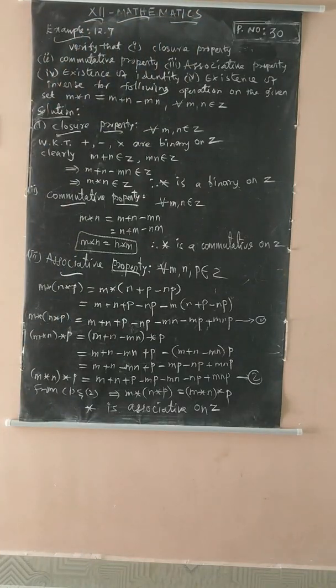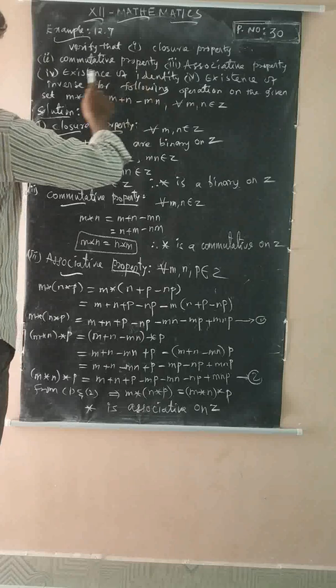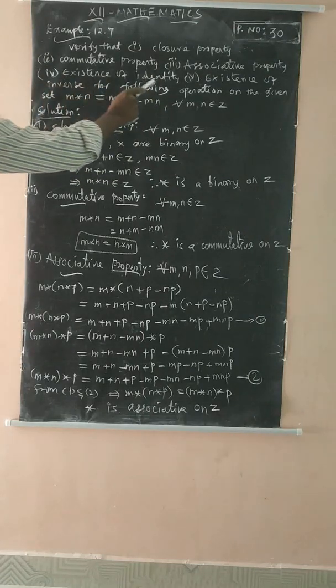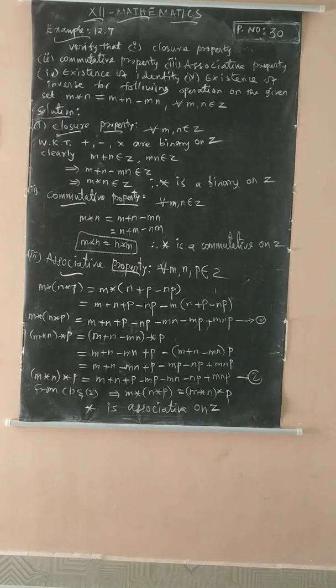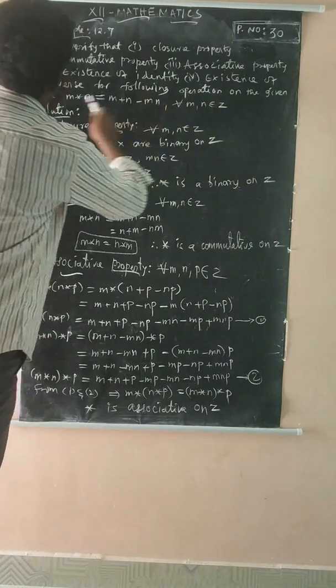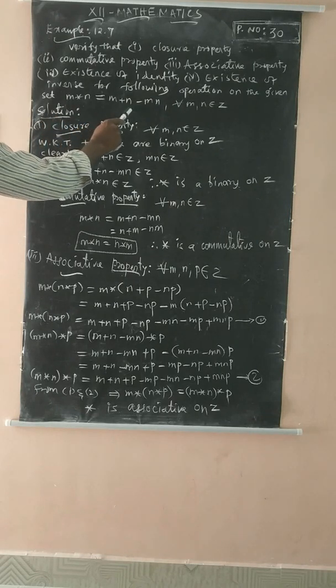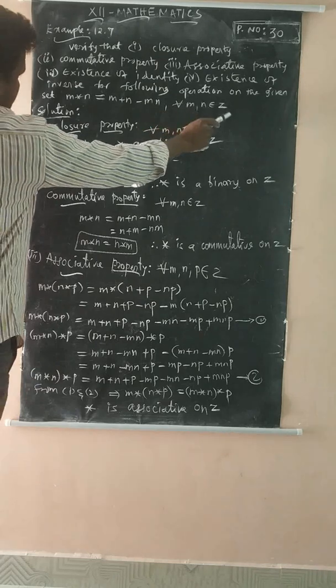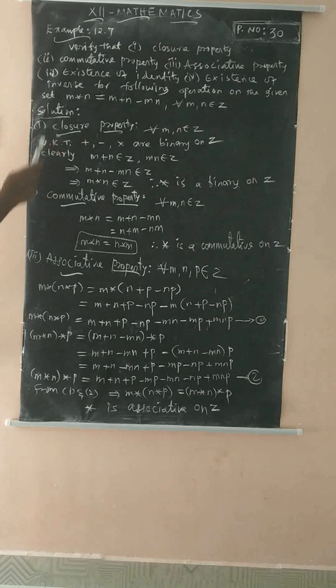Okay, now see example 4.7. Verify the first, closure property; second, commutative; third, associative property; fourth, existence of identity; and fifth, existence of inverse for the following operation on the given set. Here the star operator is defined as m star n equal to m plus n minus mn, for every m comma n belongs to the set of all integers, that is Z. Okay. Solution.